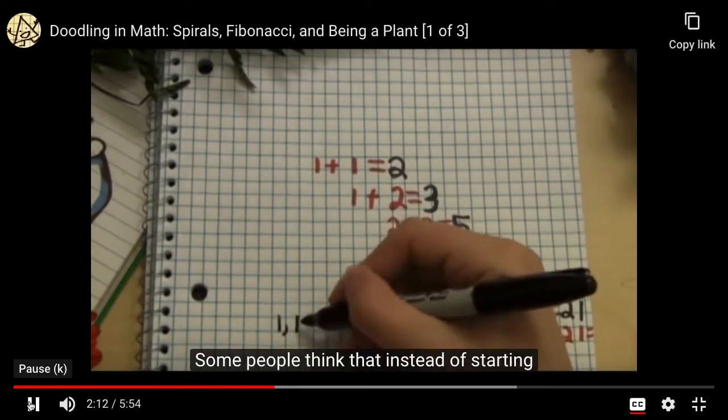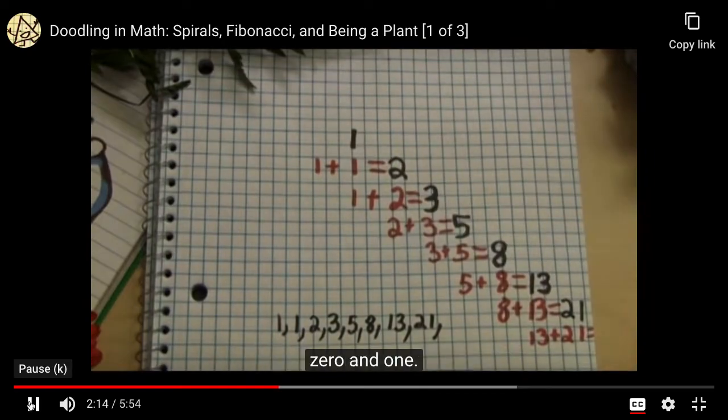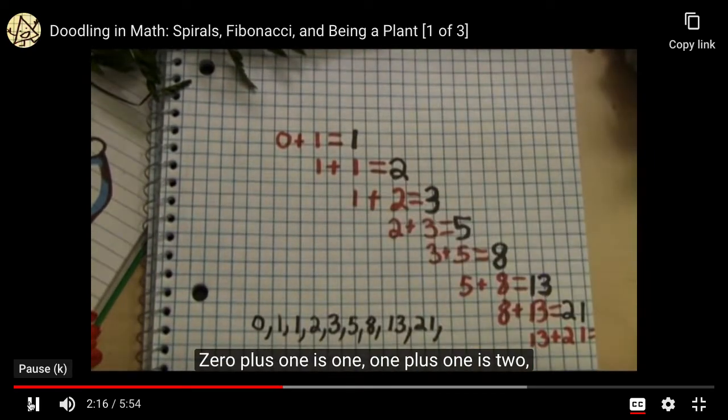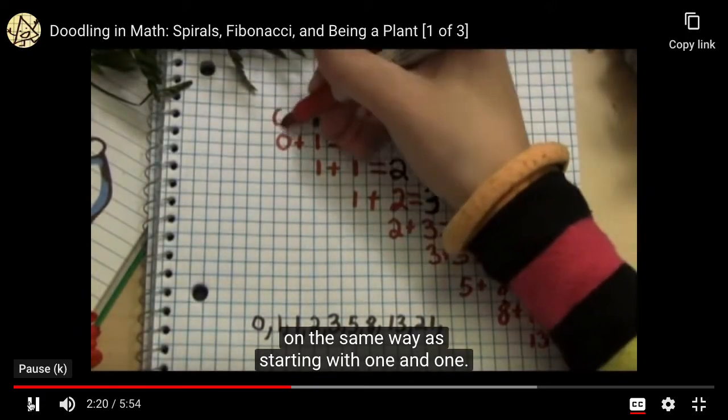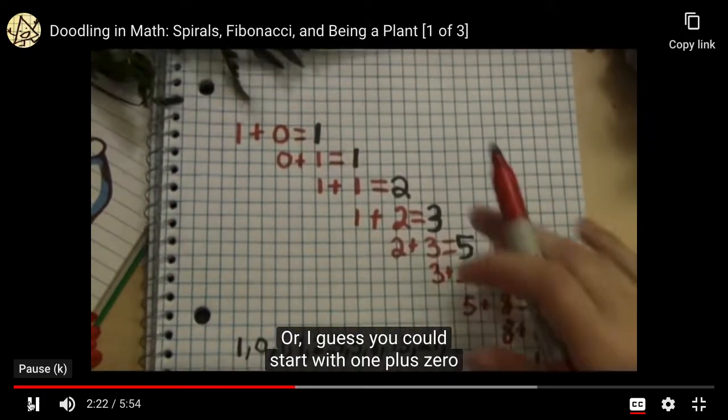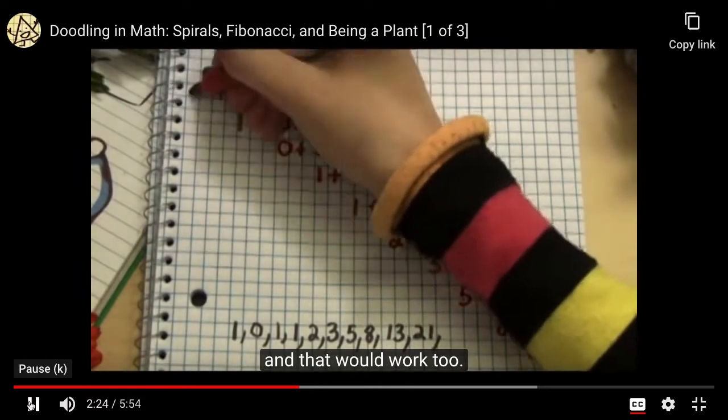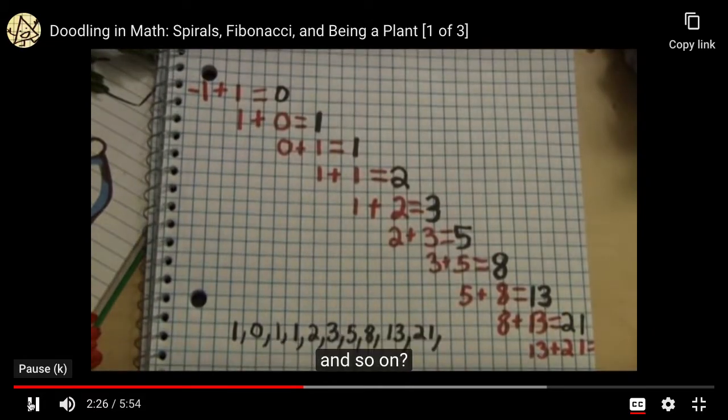Some people think that instead of starting with 1 plus 1, you should start with 0 and 1. 0 plus 1 is 1, 1 plus 1 is 2, 1 plus 2 is 3, and it continues on the same way as starting with 1 and 1. Or I guess you could start with 1 plus 0, and that would work too. Or why not go back one more to negative 1, and so on.